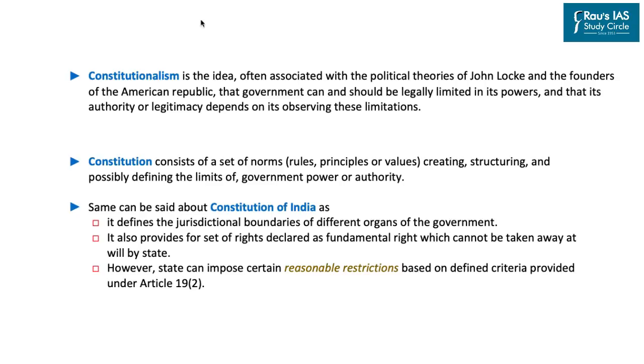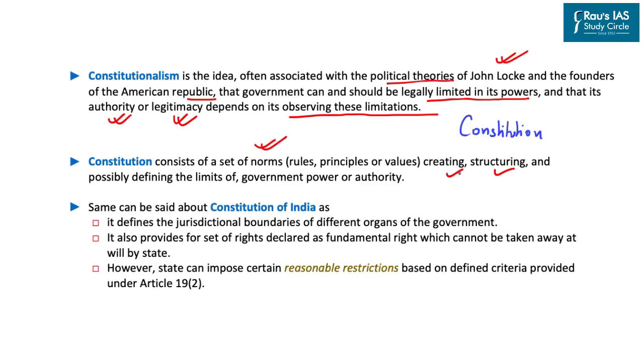So, as already discussed, this idea of constitutionalism is often associated with the political theories of John Locke, which believes that the government can and should be legally limited in its powers, or rather restrained in its powers, and that the government's authority or legitimacy should depend on its observing these limitations provided through a set of norms which is generally contained in the constitution of that country. So overall we can say that a constitution consists of a set of norms or rules which creates structures and also possibly defines the limits of the government power or authority.